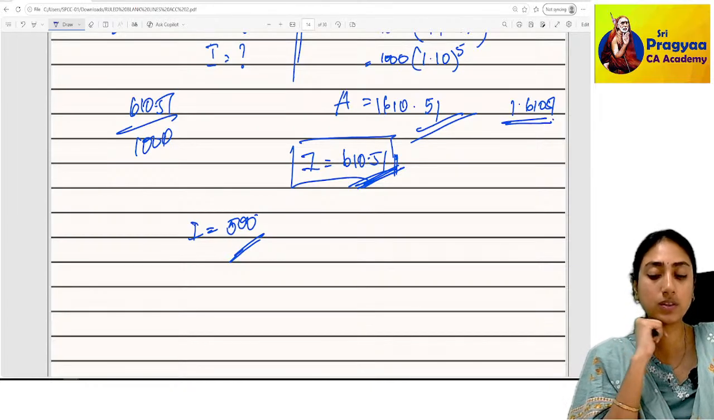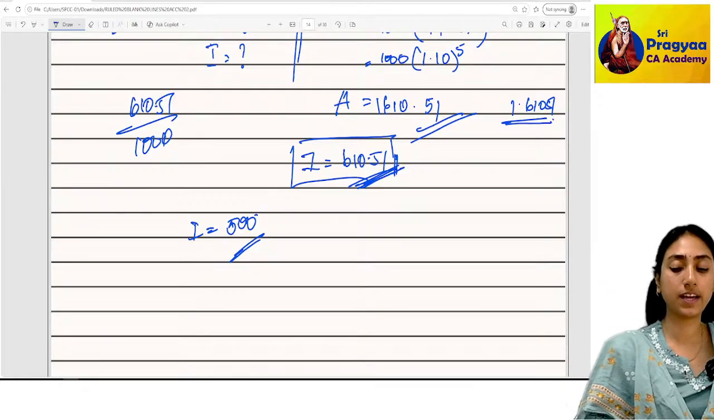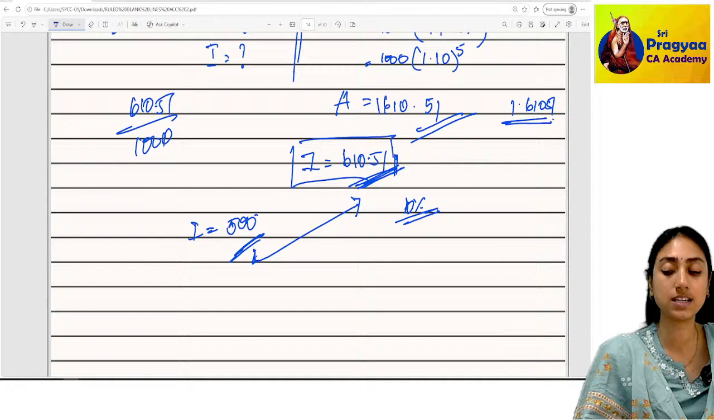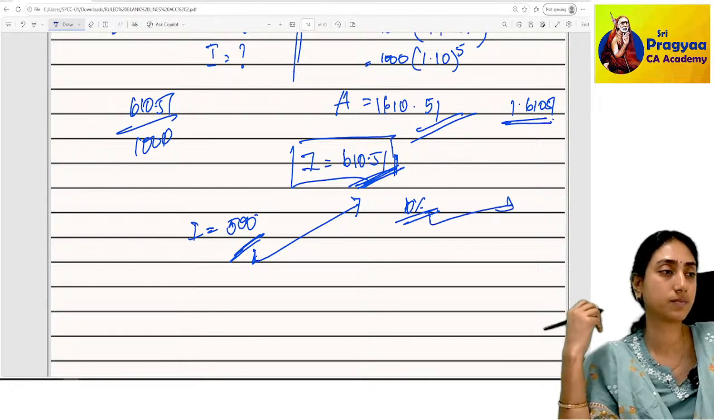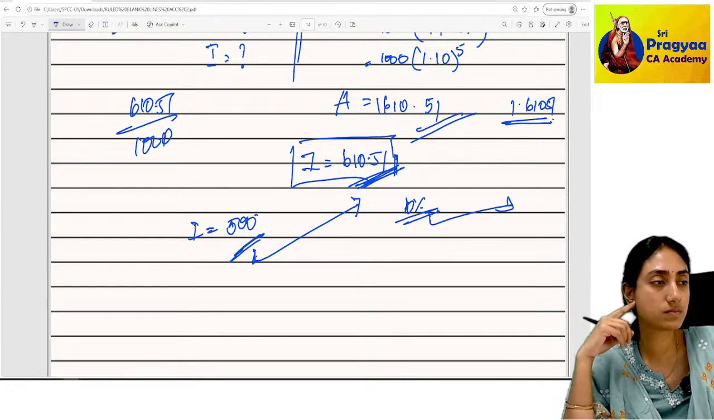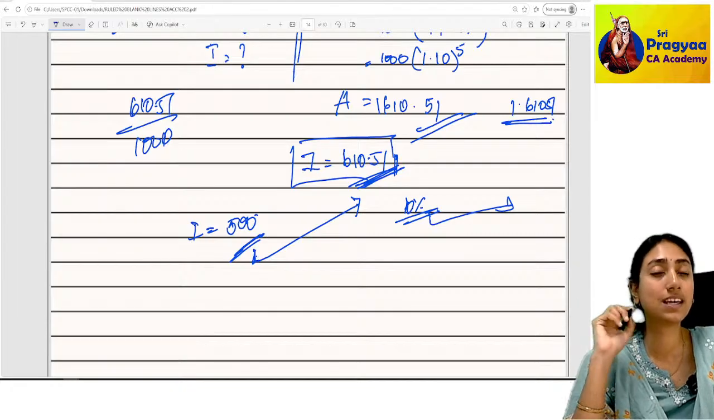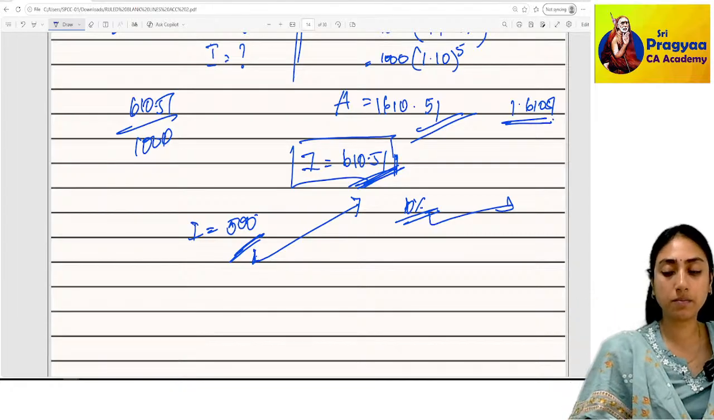Correct. So that is what I am saying. Then for you it is just 500, but it is a little more than 500, which is why your effective rate of interest is not 10%. It is a little higher than that. But that 610.5 is got because of the compounding principle. That is why I am saying that it is not 10%.